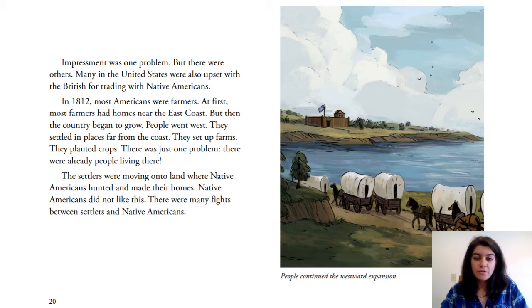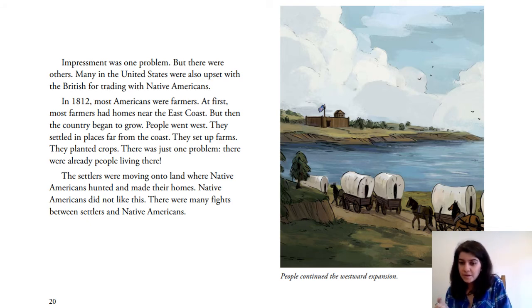In 1812, most Americans were farmers. At first, most farmers had homes near the East Coast, but then the country began to grow. People went west. They settled in places far from the coast. They set up farms. They planted crops. There was just one problem. There were already people living there.